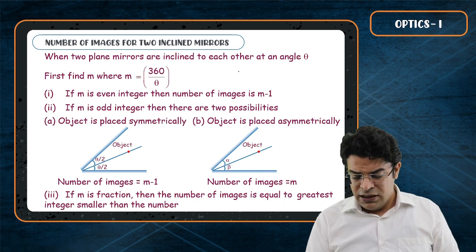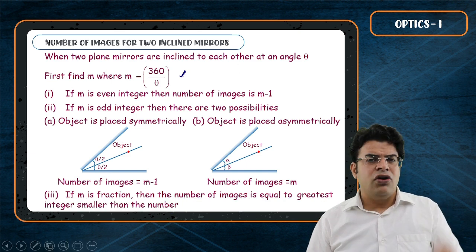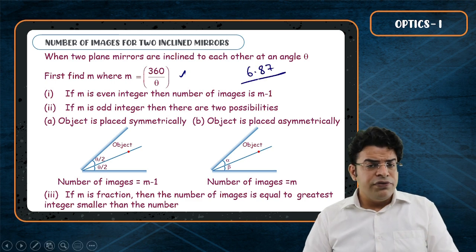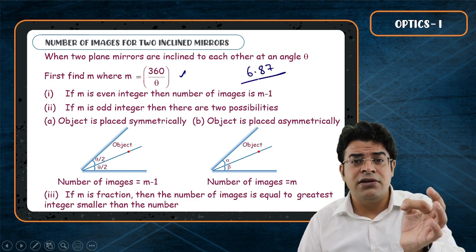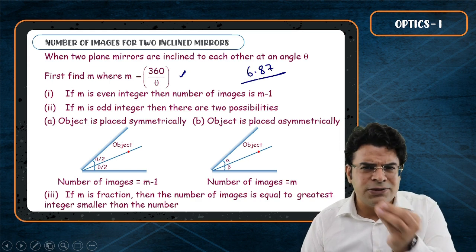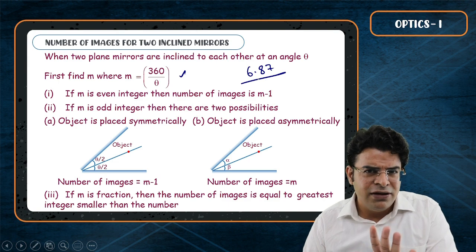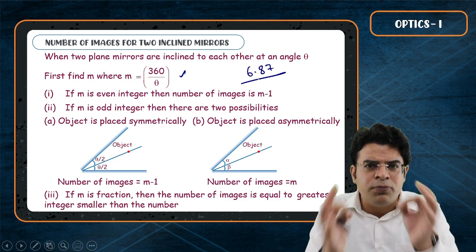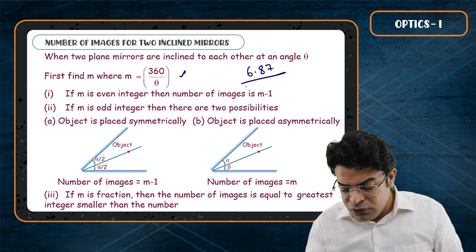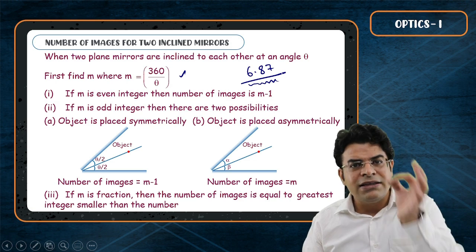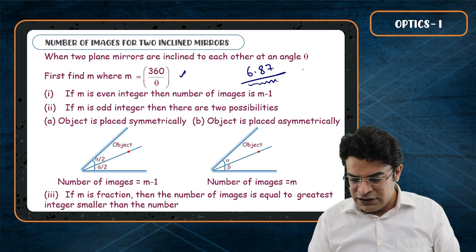What? If you get 360 by theta on solving, let's say, equals 6.87. If you choose such a value of theta, such that 360 by theta comes out to be 6.87, you can't get 6.87 images, right? The number of images either have to be 1, 2, 3, 4. They have to be proper integer. So you have to look at the greatest integer smaller than this. The greatest integer smaller than 6.87 is 6.